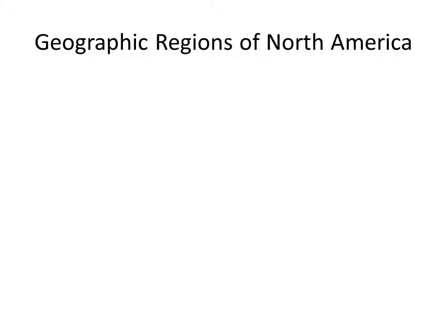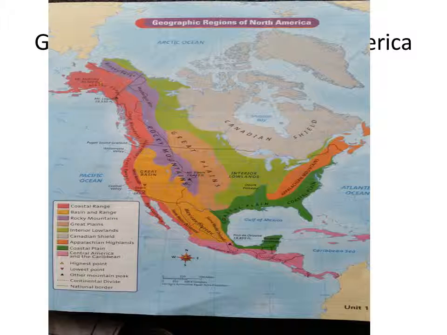So geographic regions of North America. There are several. You can see them on the picture right there. You've got the coastal plain, that's sort of on the eastern side and into the Gulf of Mexico a little bit. You've got the Appalachian Mountains, the interior lowlands, the Great Plains, the Rocky Mountains, the Great Basin, the Canadian Shield, the Coast Ranges. You can see a lot of them there. It's also in your textbook, this map.